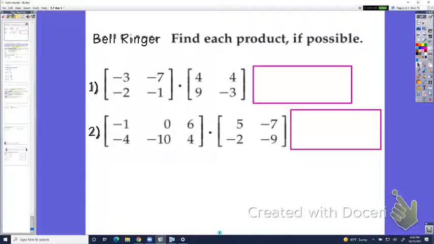Hello everybody. So this is the bell ringer for today. Multiplying matrices, like we talked about yesterday in class. You can pause the video, try both of these problems on a whiteboard or a piece of scratch paper. You can solve them by hand or on the calculator, either method. But then replay the video when you're ready to check the answers. So I'll give you about a couple minutes to do that.